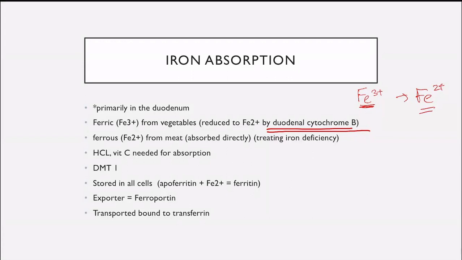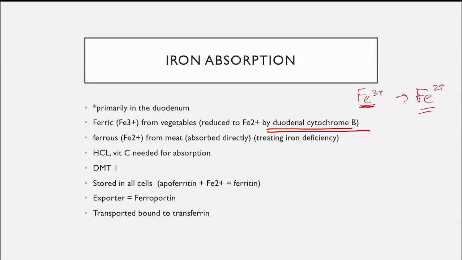Now, how would HCl and vitamin C help in iron absorption? HCl is hydrochloric acid, mainly from the stomach. It provides an acidic environment, facilitating the conversion of Fe3+ to Fe2+ via duodenal cytochrome B. And vitamin C is basically the reducing agent. It provides the electron that makes Fe3+ go to Fe2+ via the same enzyme.